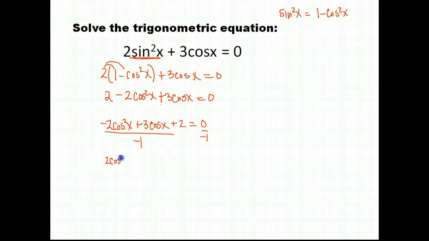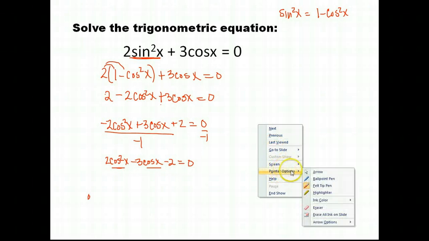So now I have 2 cosine squared x minus 3 cosine x minus 2 equals 0. Notice all it does is it changes all of my signs. Now I need to try to factor that. It is exactly like factoring other polynomials. It looks more confusing because you have cosines there. So if it helps you, you can replace your cosines with something else while you're factoring, just to get your factoring done. And I'll do that over here. I'm going to come over here and factor.